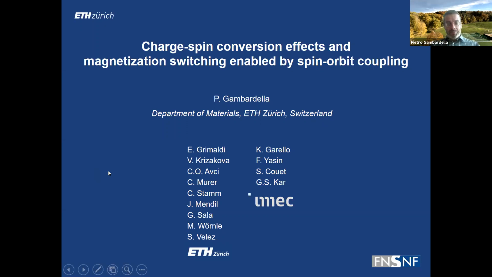So I will talk about charge spin conversion effects. These are essentially effects where an electric current is converted into a spin current, and then show how this spin current can be used to do something useful, at least for us, which is control the magnetization of thin films or nanomagnets, and also sense the magnetization. And all of this is due to spin-orbit coupling.